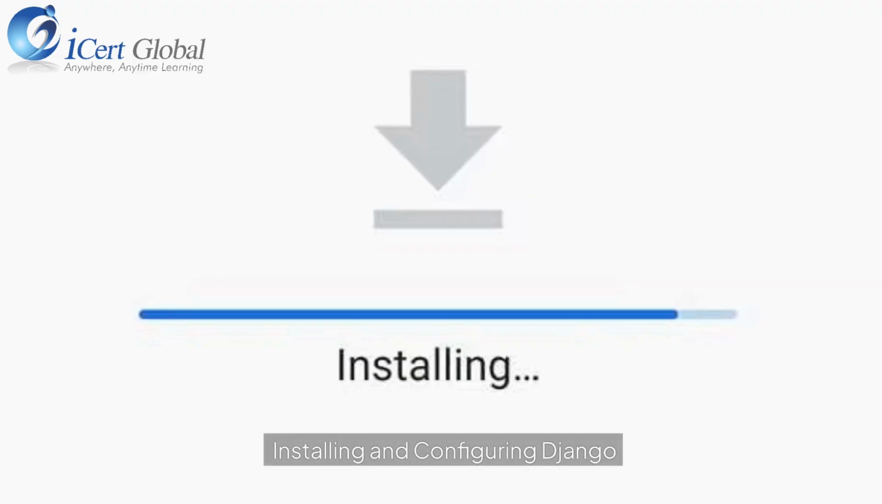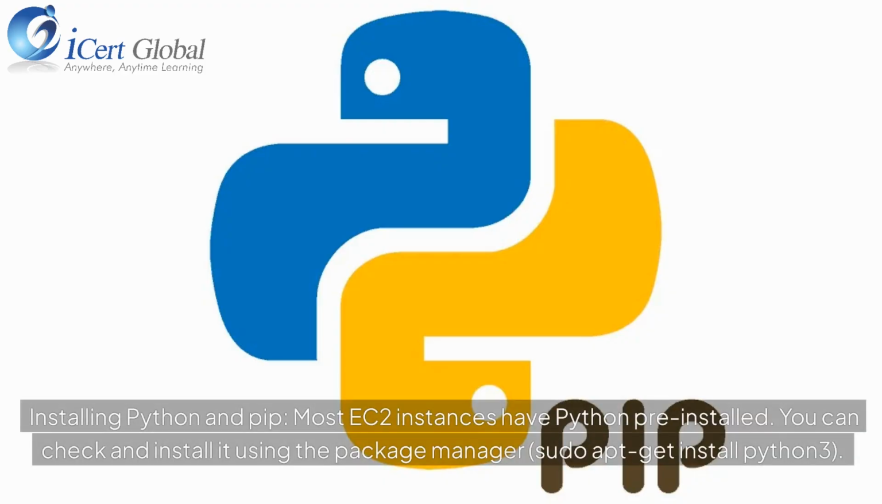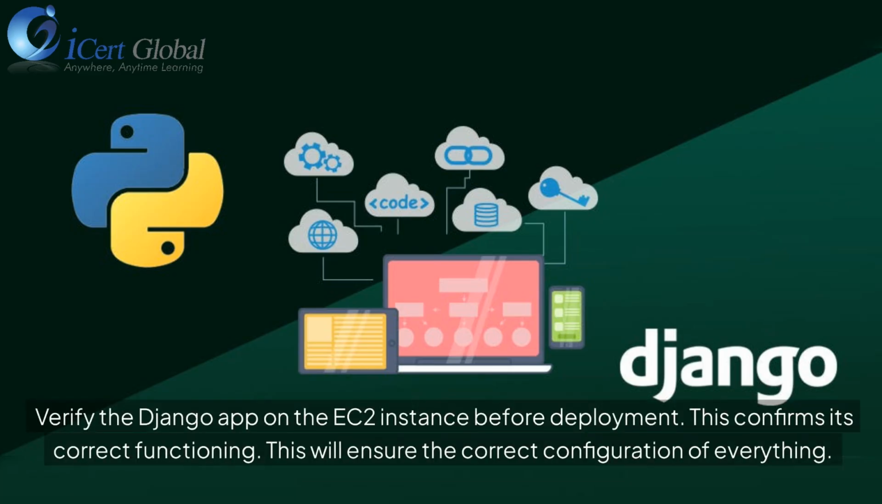Installing and configuring Django. Installing Python and pip. Most EC2 instances have Python pre-installed. You can check and install it using the package manager. sudo apt-get install python3. Verify the Django app on the EC2 instance before deployment. This confirms its correct functioning. This will ensure the correct configuration of everything.